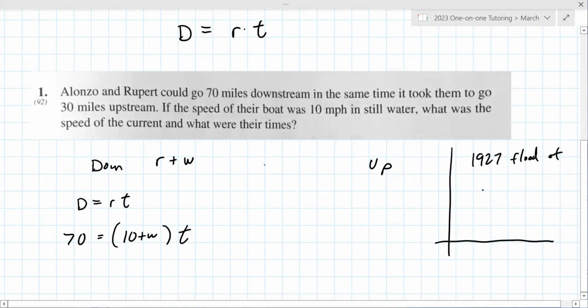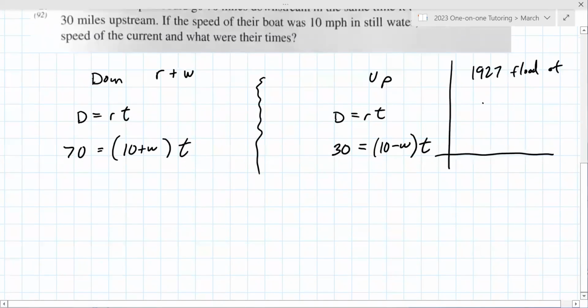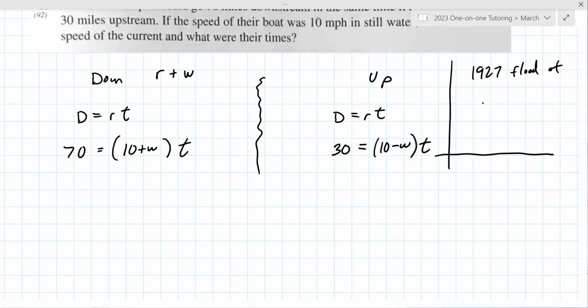You do the same thing for upstream. D equals RT, and 30 miles. This time, though, the water is hurting you, so 10 minus W times T. Now the nice thing here is you have two equations and two unknowns. So in principle, you know how to solve this. You have some method here using elimination or substitution, and that's where you have to decide what's best for you.